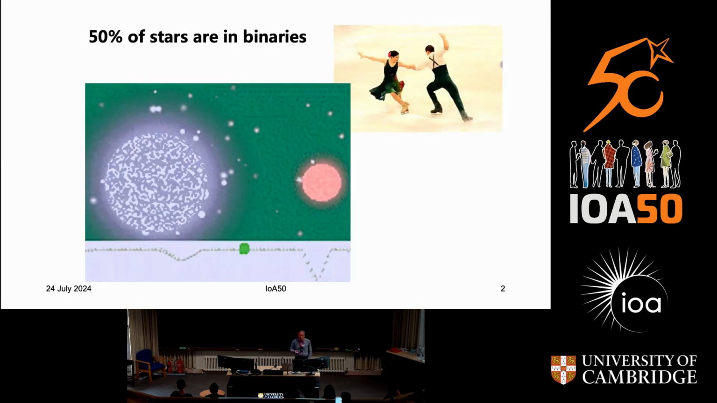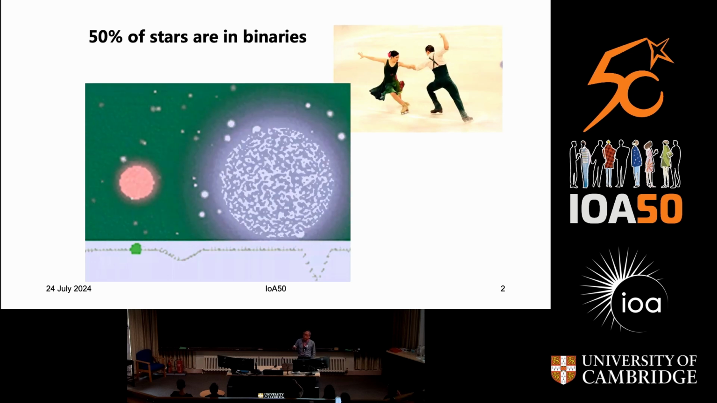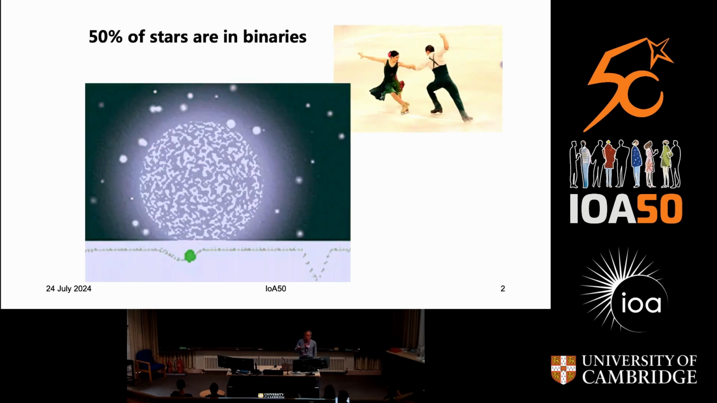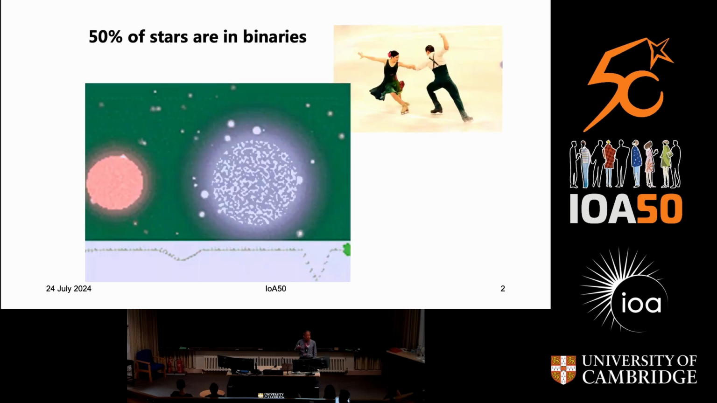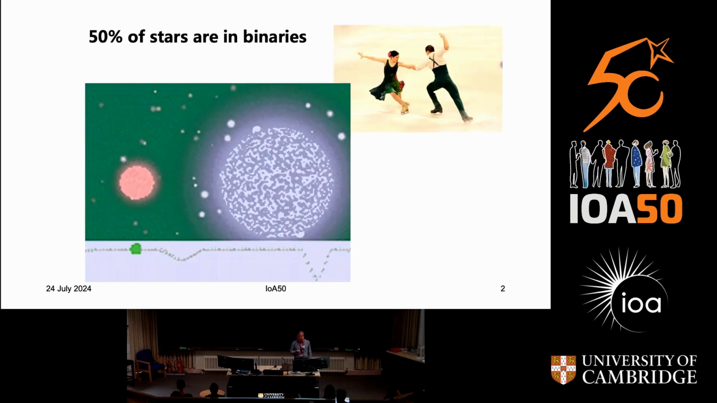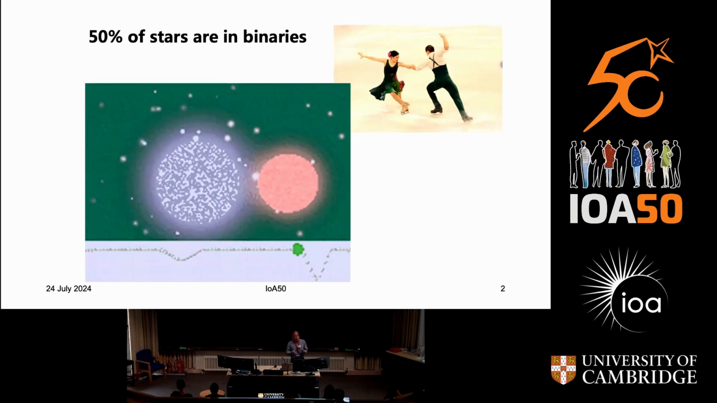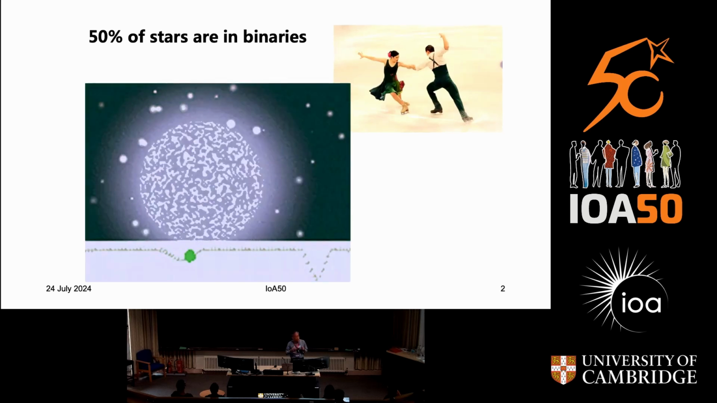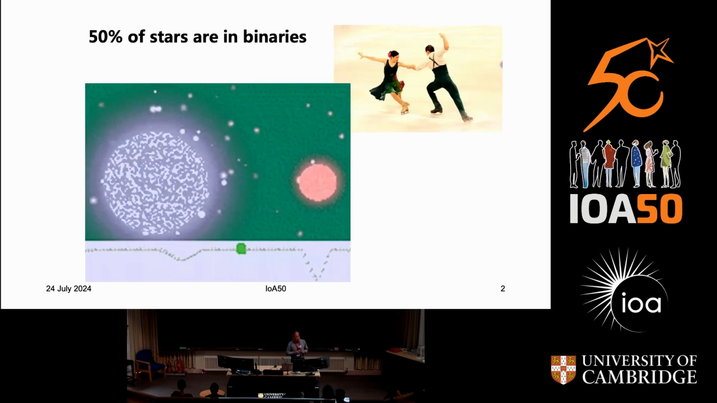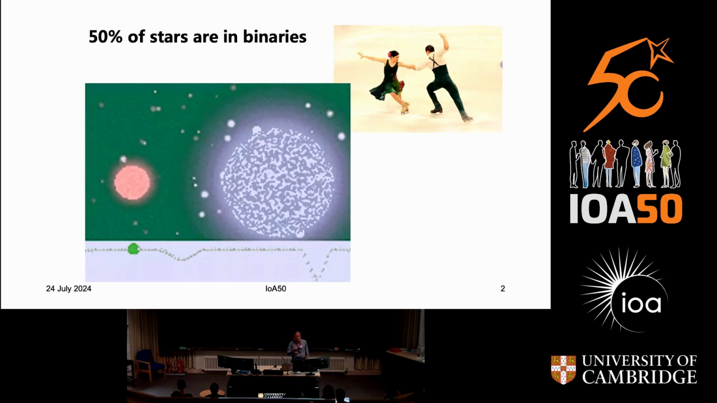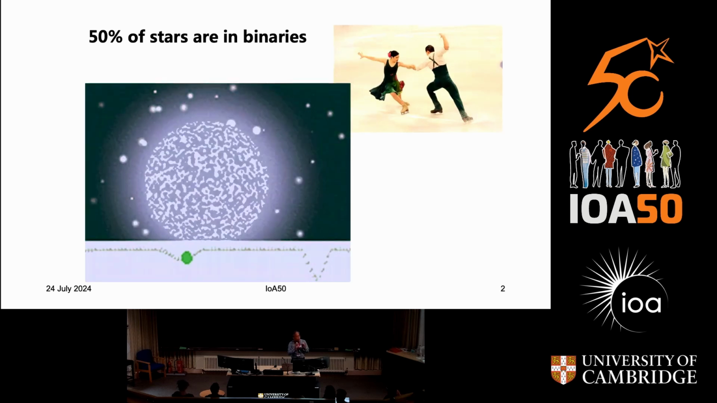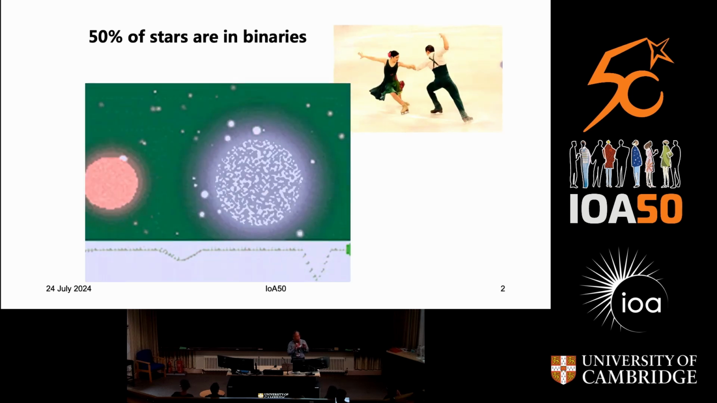Jane just talked about binary population synthesis. Now I'm mainly going to talk about binary evolution and the observation of binaries. We know that 50% of stars are in binaries, or more. To be more extreme, we can say that most of the massive stars are in binaries. Binaries have interactions, and that makes the evolution more complicated.